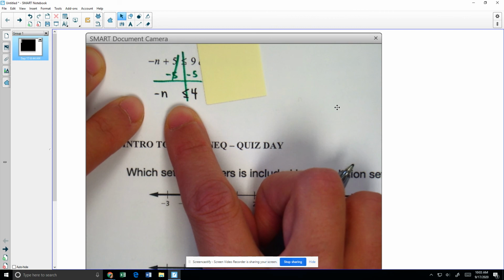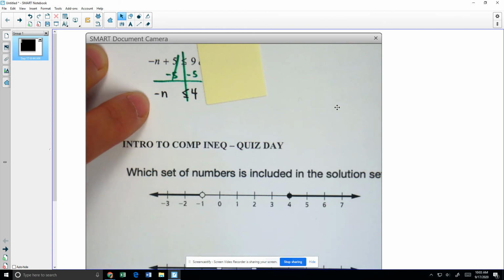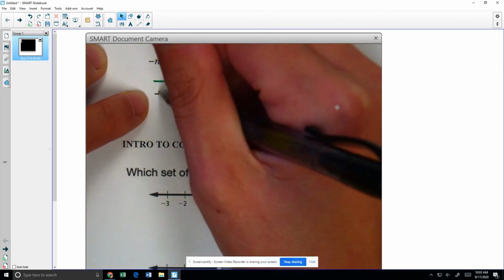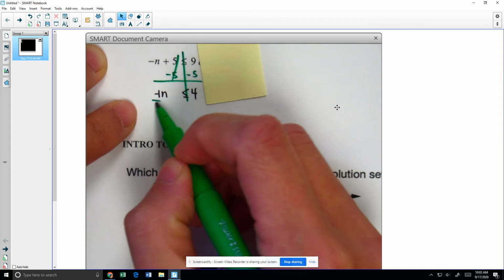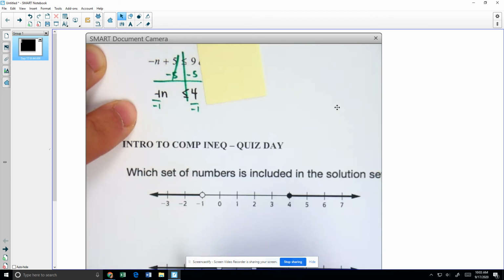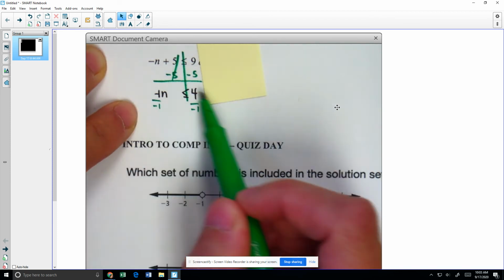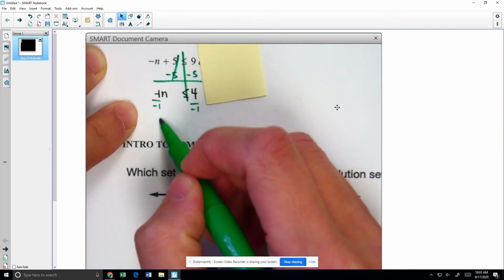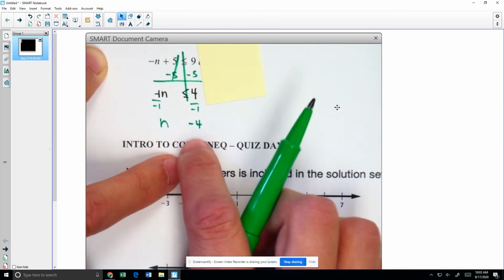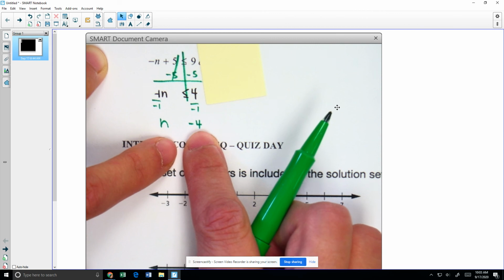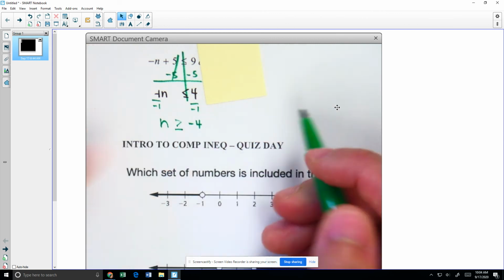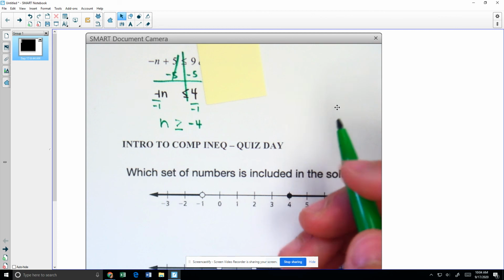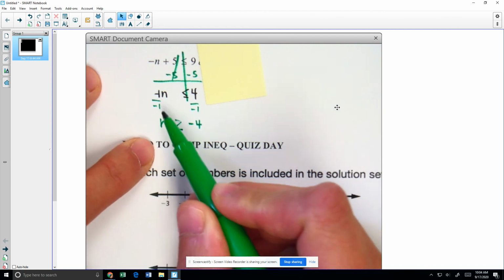Nobody remembers? Okay, so remember negative n is the same thing as saying negative 1n. So if I want to get rid of the negative, don't I have to divide both sides by negative 1? Some of you just remember, oh, if it's a negative n, just flip the symbol. So instead of 4, it's a negative 4. But here's the thing, yes, but do you realize that you also have to flip your symbol, like of the inequality?